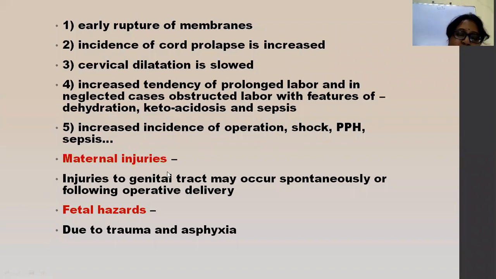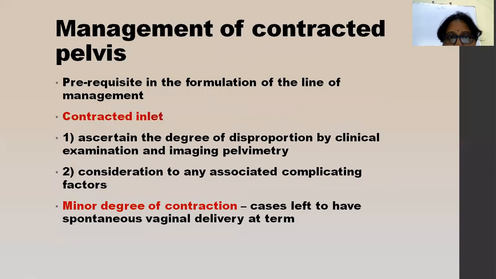So, because of the above things, there is also an increased chance of injury to the genital tract, which can occur either spontaneously or after an operative delivery. And what are the hazards to the fetus? The fetus will suffer from trauma and asphyxia. So these are all the difficulties during labor.